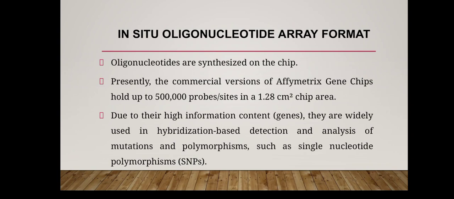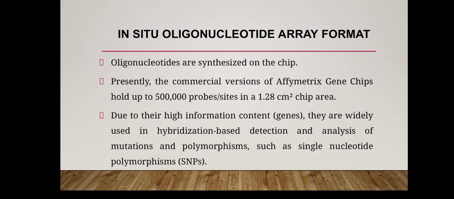In situ oligonucleotide array format. This format involves the direct synthesis of oligonucleotides on the array surface and high-density arrays, with thousands to millions of probes per array. Examples include the Affymetrix GeneChips using photolithography for synthesis. This format enables high-throughput analysis of gene expression, genotyping, and more precise measurement of transcript levels and genetic variation.